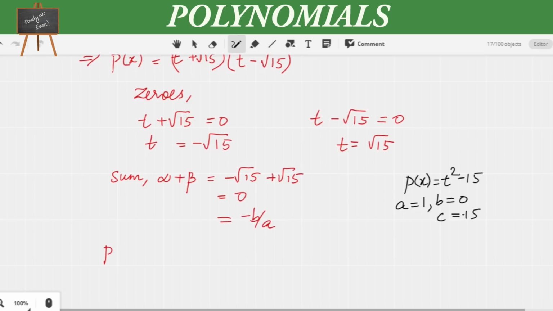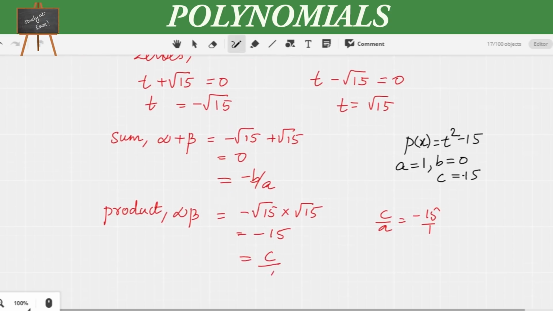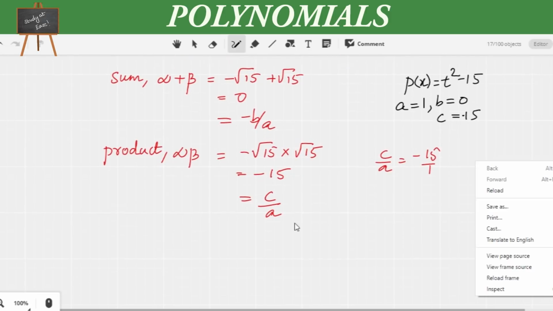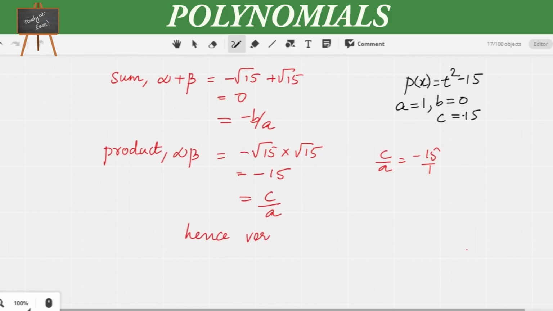The product of the zeros, that is alpha beta, is equal to minus root 15 multiplied by plus root 15. So it becomes minus 15. Now let us look at the question again. P of x is equal to t square minus 15. So here c is minus 15. So c over a is equal to minus 15 over 1. So that is also verified. Hence we can say that this question is verified.